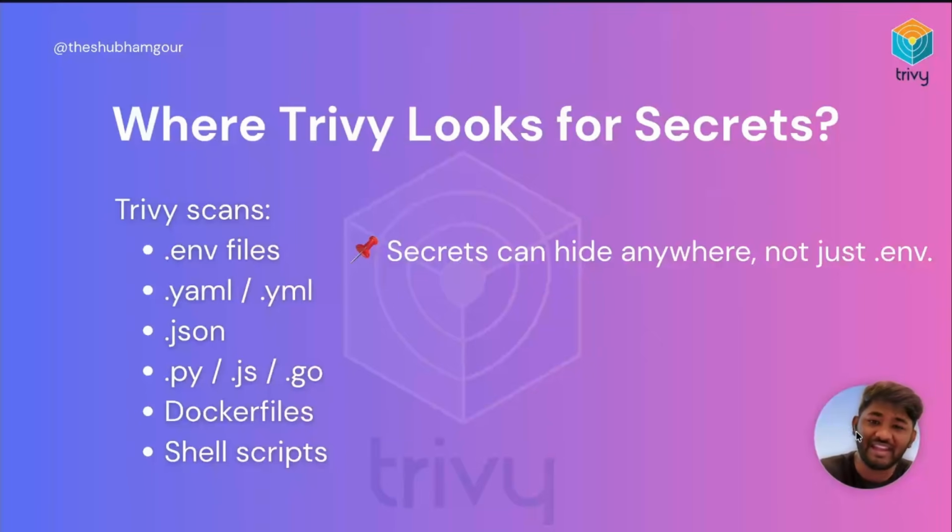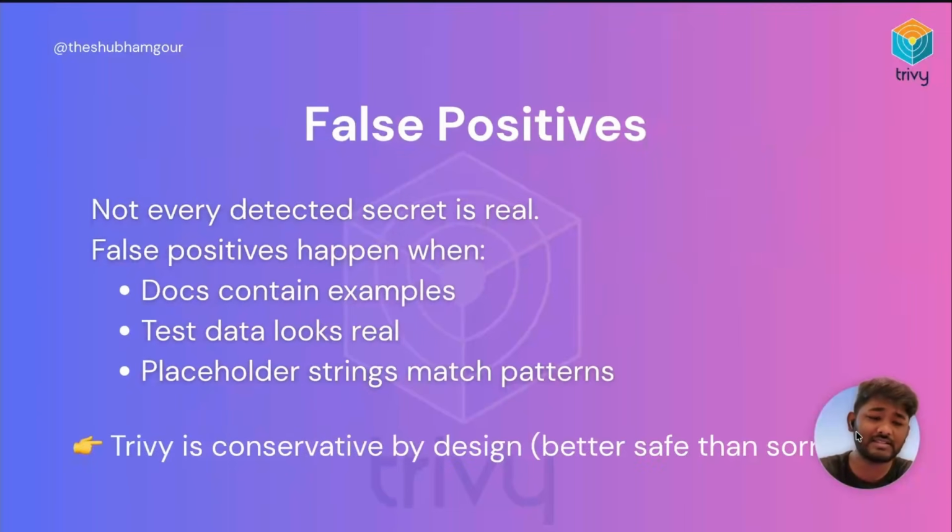But where is it looking? It is running the scans on a few types of files: .env files, YAML files, JSON files, Python files, Dockerfiles, and shell scripts. So a secret can be present anywhere, not just in .env. It can be hard coded into the file also. So that's the reason it scans everything.